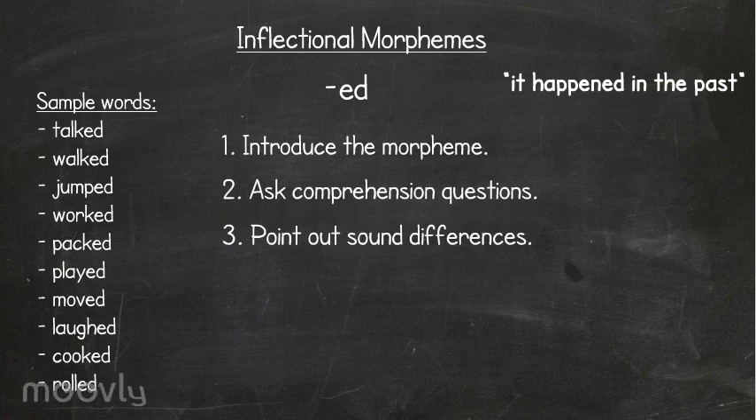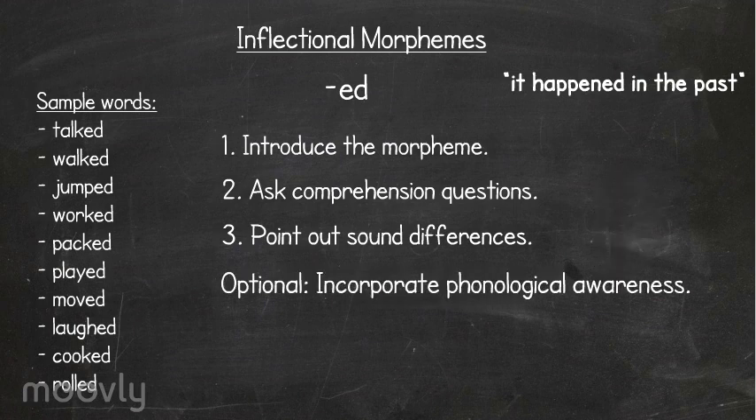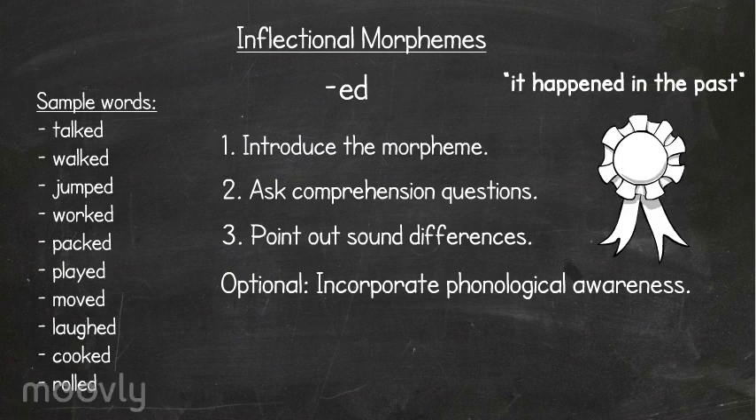Again, point out the difference in the way this ending may sound. Sometimes it sounds like t, whereas other times it sounds like d, as in laughed versus played. Prompt students to tell you when they're hearing this difference. Lastly, incorporate phonological awareness. Provide a segmented form of the word, such as talk, t, and have the students tell you what the word is. For a challenge, have students segment words into their onset and rhyme. Say, tell me the 2 parts of the word played. Good, its parts are play and d.